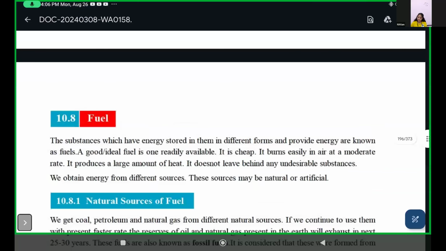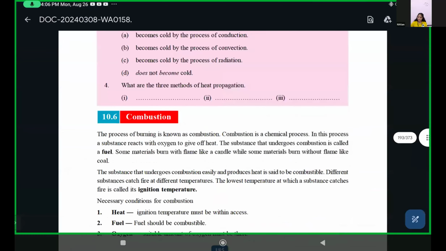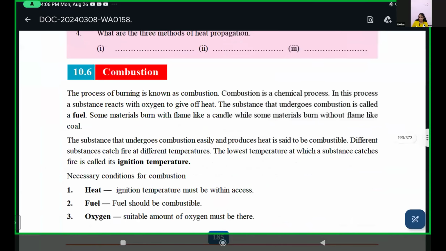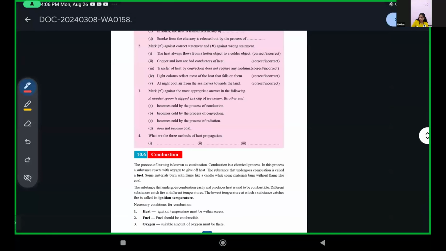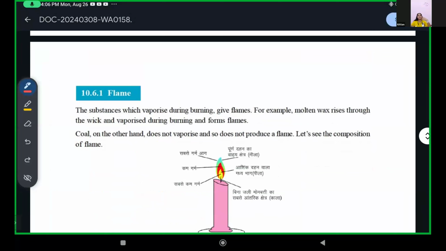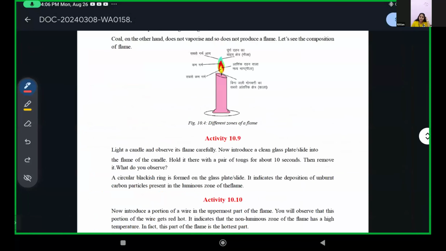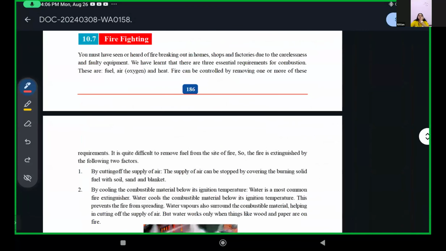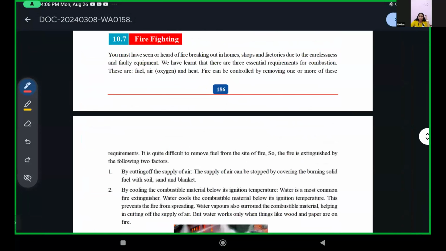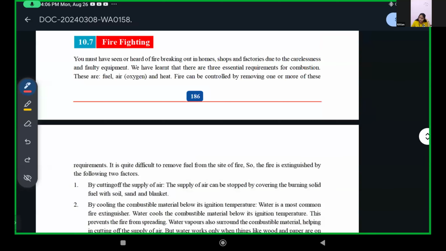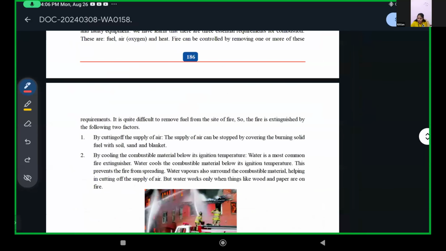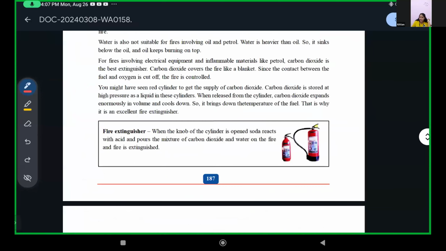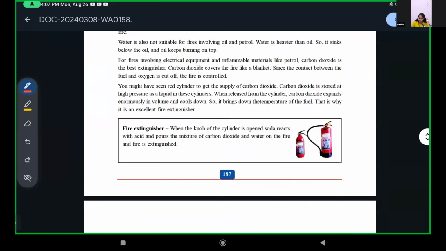Okay, so in the last class, we covered the topics of combustion. We saw how combustion takes place, and then we talked about flame, the various layers of a flame, and how burning takes place. Then we studied firefighting: how can we cut off or extinguish a spreading fire? We talked about what firefighting is and how it can be done. We talked about fire extinguishers, and today we will talk about fuel.